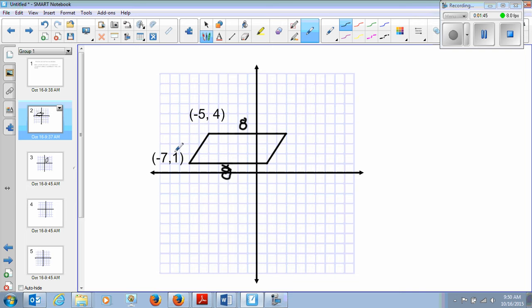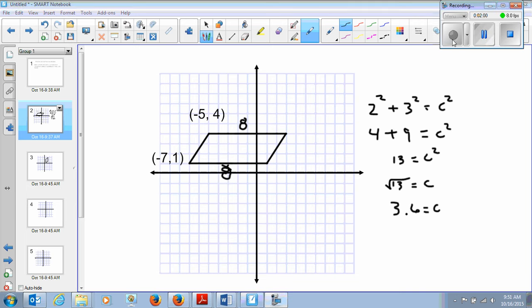But you go from -7 to 5 is 2, so we're going to do 2 squared. That'd be this distance right here. And then from 1 to 4 is going to be 3, so we do 3 squared, and then we're going to be able to find the length of that side. Okay, I went ahead and did the calculations. We got 2 squared was 4, 3 squared was 9, added them together, 13, take the square root, and we get that this side is 3.6. If we look over here at this side, it is also going to be 3.6.